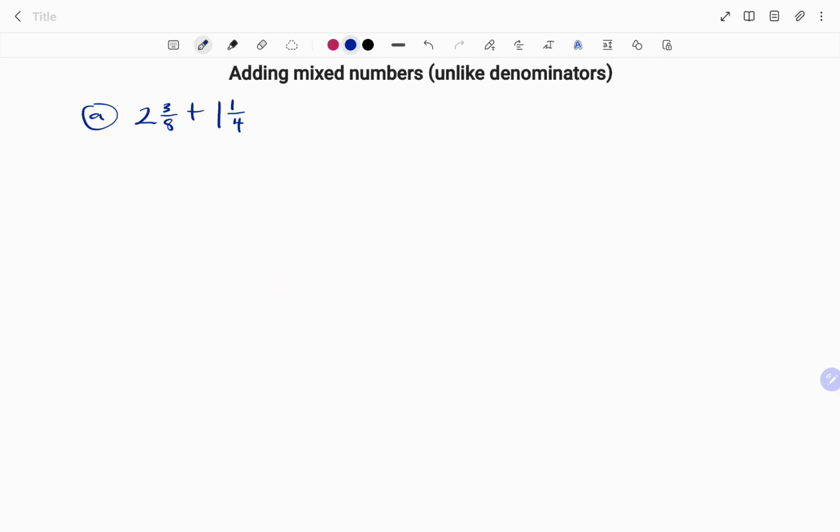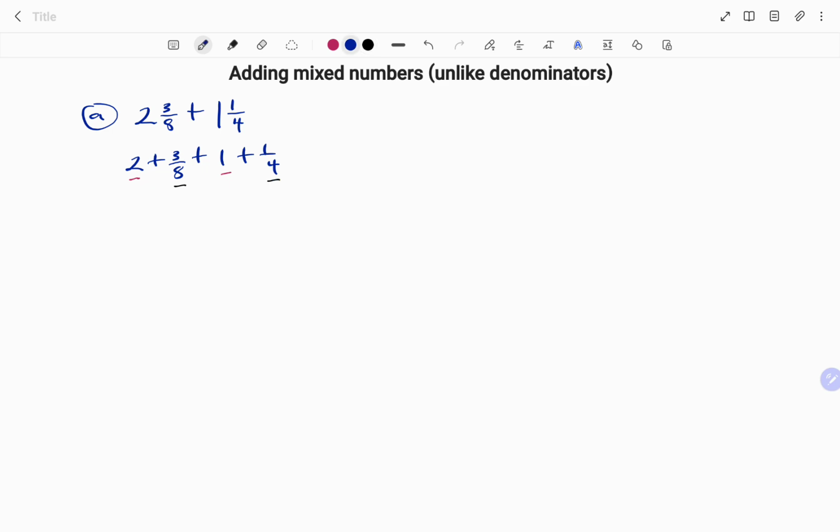In our first example, we have 2 3/8 plus 1 1/4. A mixed number is made up of a whole number and a fraction. We can split this up for reference sake. We have 2 plus 3/8 plus 1 plus 1/4. Our whole numbers are 2 and 1, and our fractions are 3/8 and 1/4.